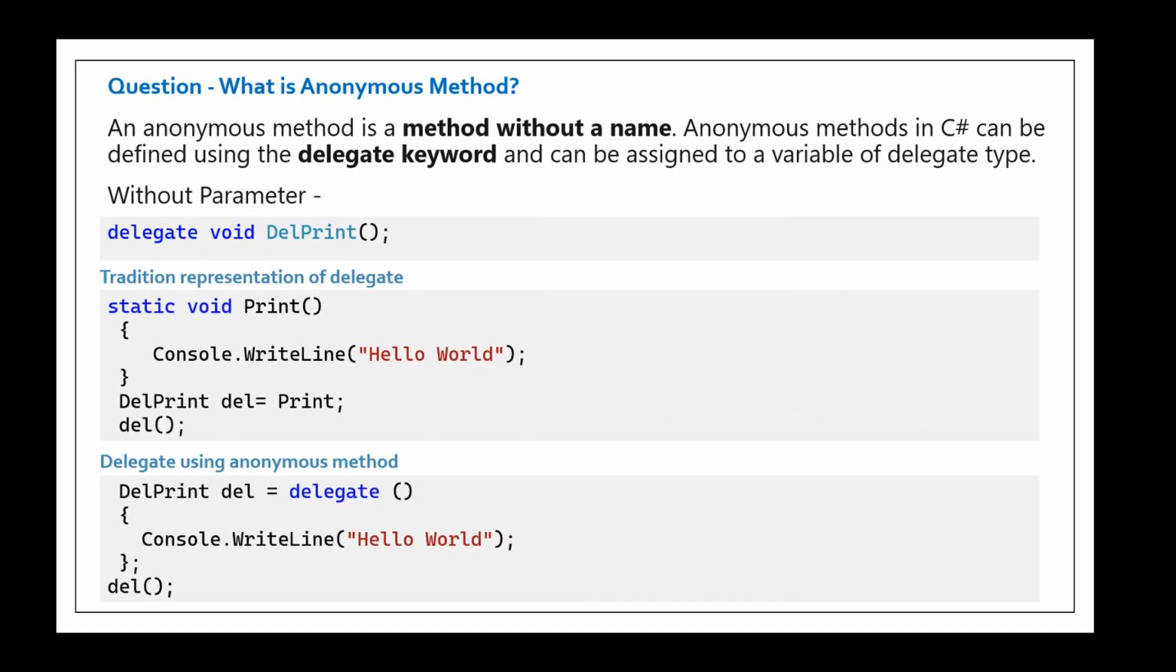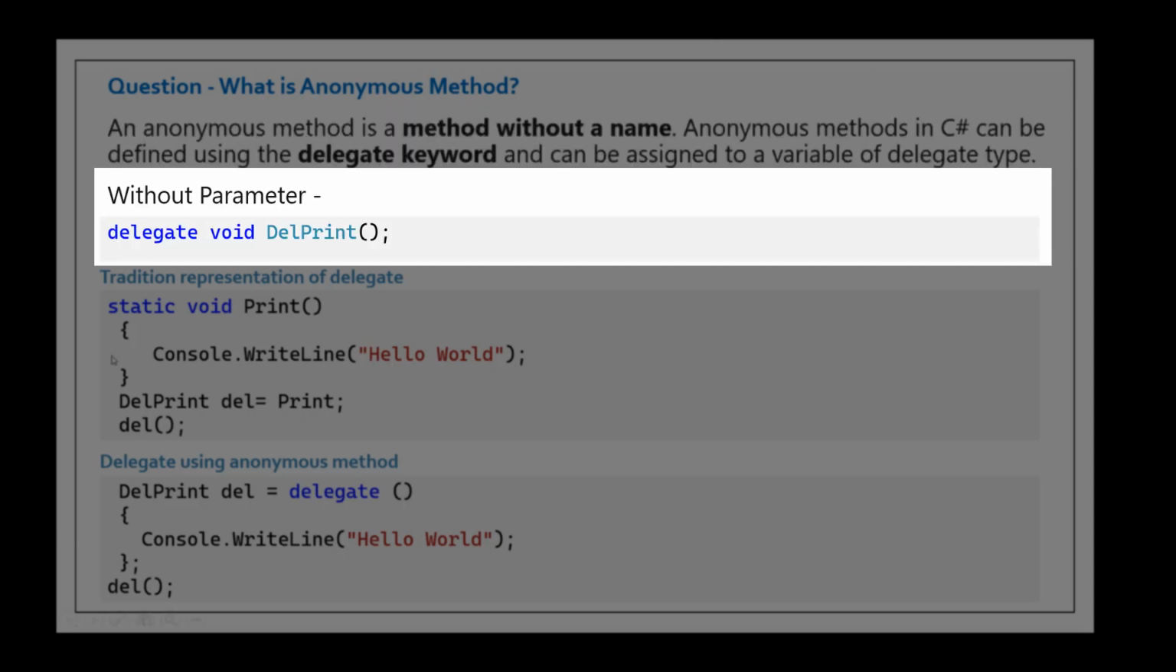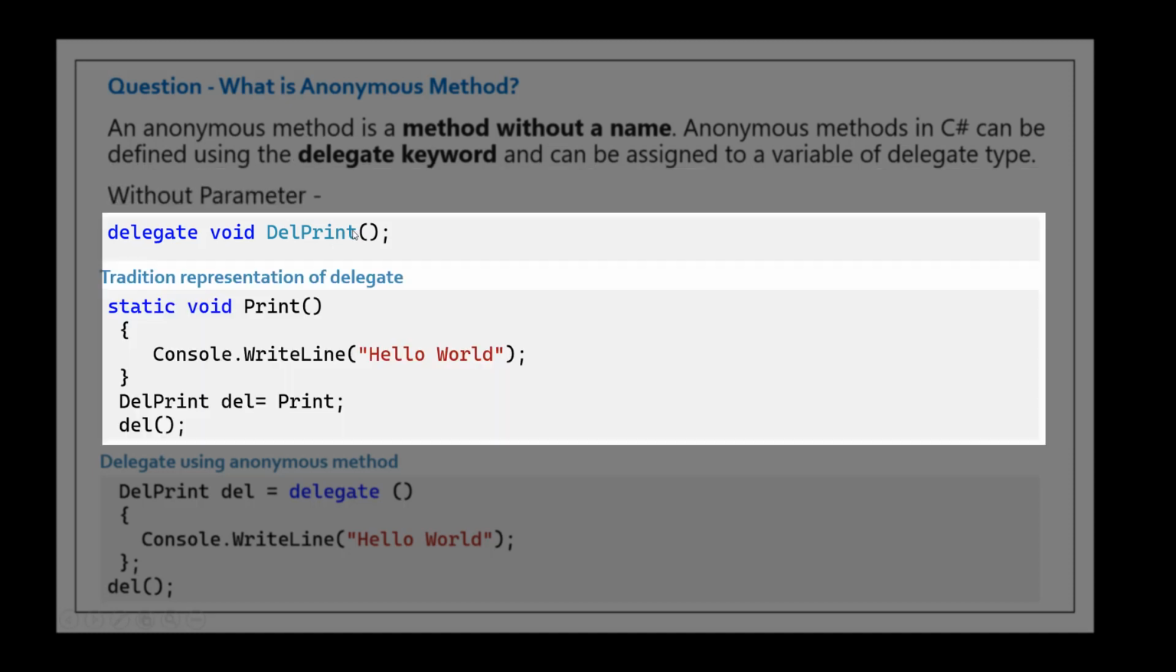Let's see by definition what is anonymous method. Anonymous method is a method without any name. So the method does not contain any name. In C#, we can define anonymous method by using delegate. Let's see this example. This example is delegate having no parameters. So we have defined one delegate, del print, that does not have any parameter.